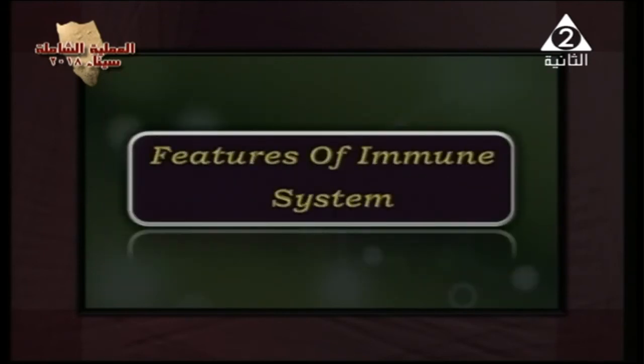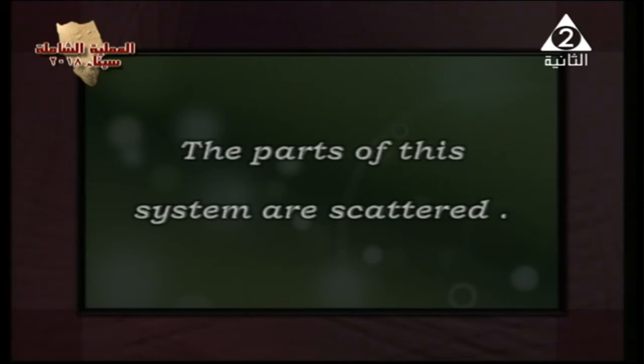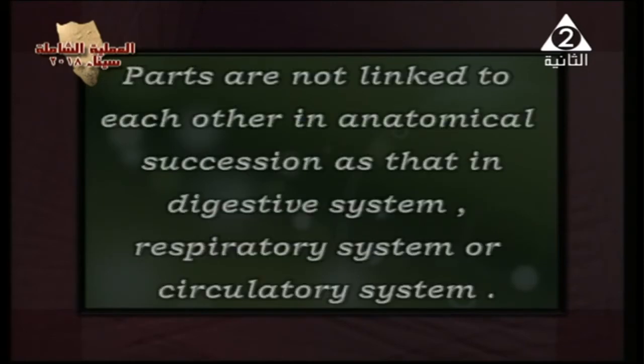What are the features of the immune system in our body? Number one, the parts of this system, as we said, are scattered and separated; they aren't connected together. The parts aren't linked to each other in their anatomical succession, unlike the digestive system, respiratory system or circulatory system, but they are scattered.